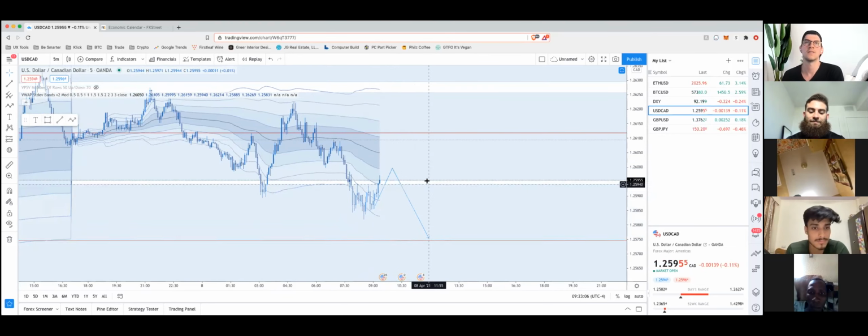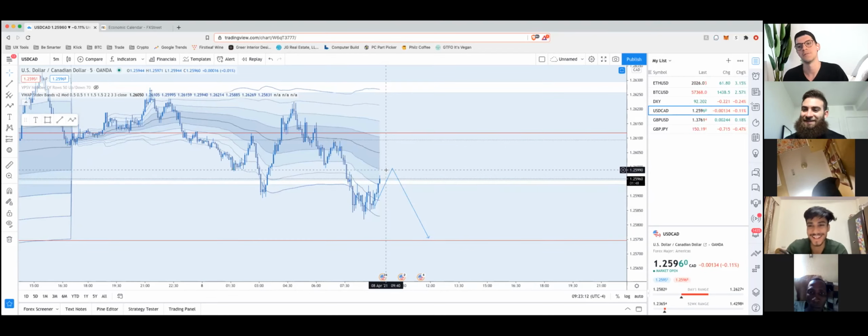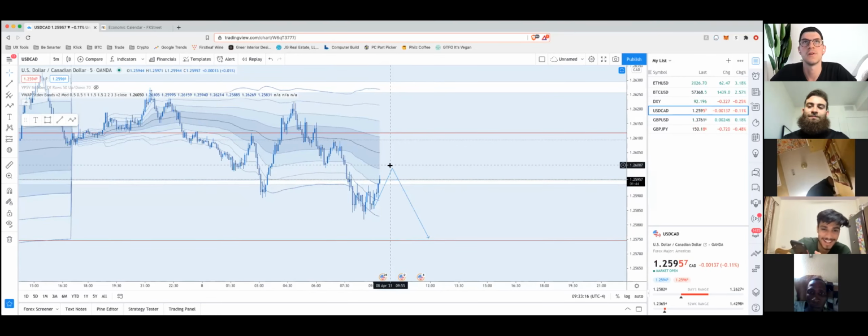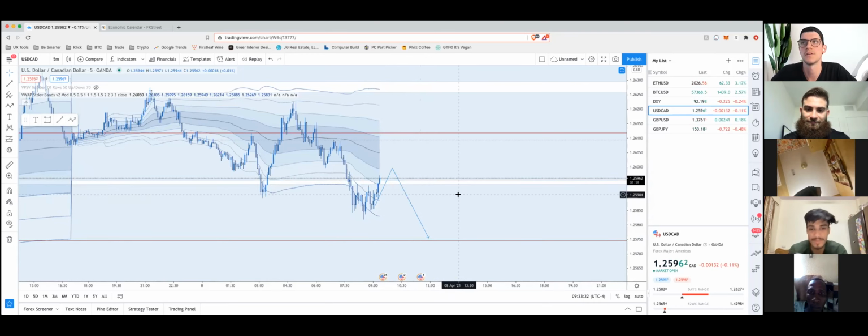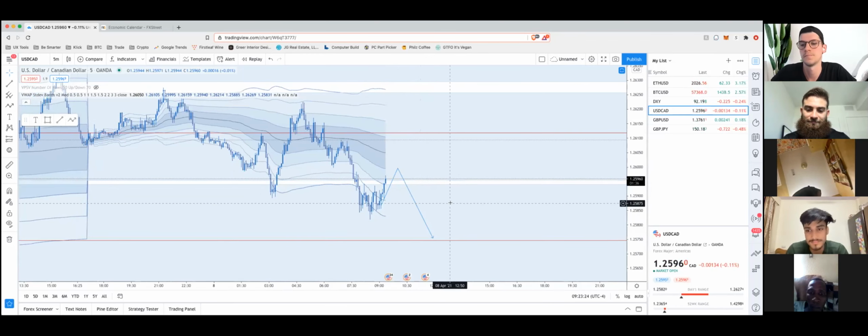Right, because we have the context from the edge of value here, right? So we're waiting for price to come up here, stall a little bit, right? And then once we get any bearish momentum or rejection off this level, we can probably enter and then target our point of control.